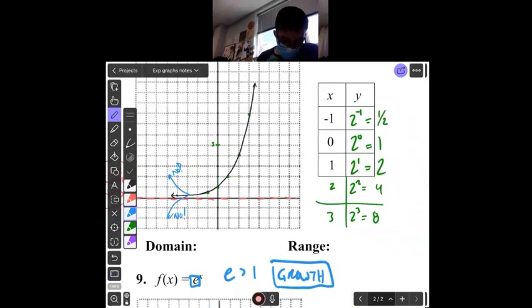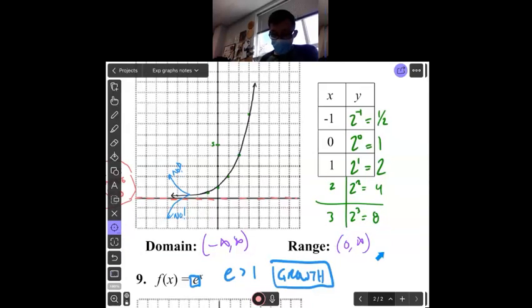Domain and range. Domain's easy peasy. Always, always, always all reals. You can plug in any number you want. You'll always get an answer. That's what it means to have a domain of all real numbers. You'll always get an answer no matter what number you plug in. Range: the lowest number you can get is close to 0, and it'll go up forever. As far as what we're doing today, those two things are set. It's not until we do these shifts and stuff like that that this is going to change. But for today, this should be all easy peasy.